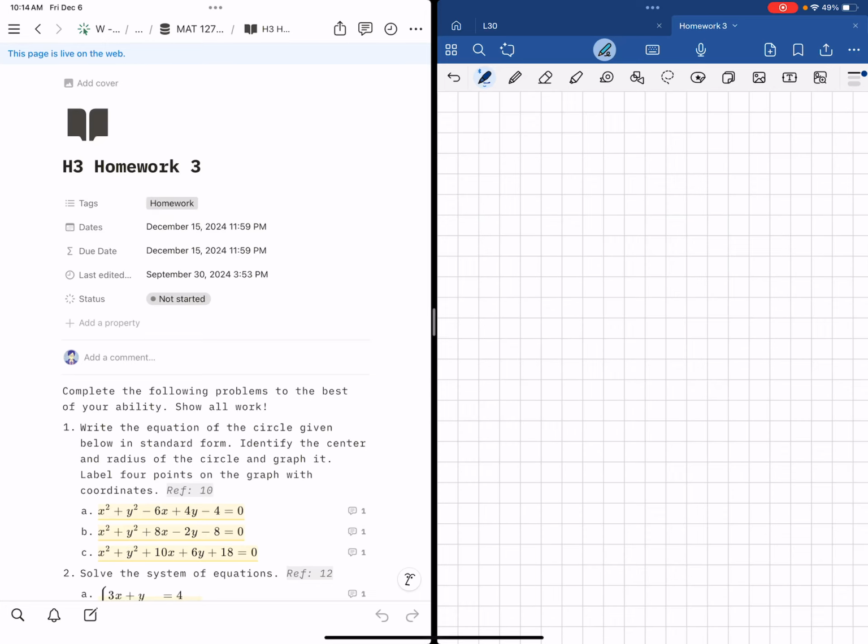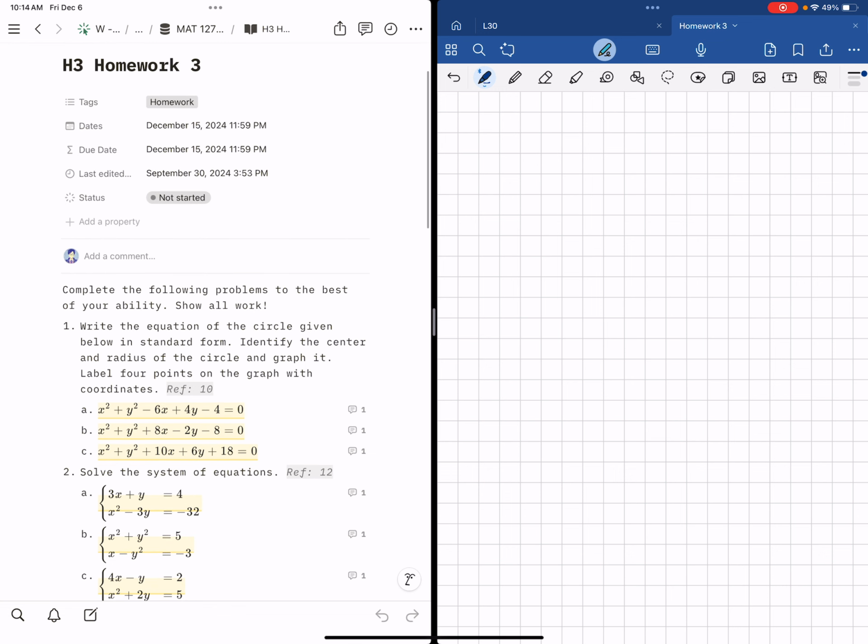In this video, we're going to walk through homework 3, and I recommend that you have your questions displayed on your device and your notebook by hand. So let's do it together.